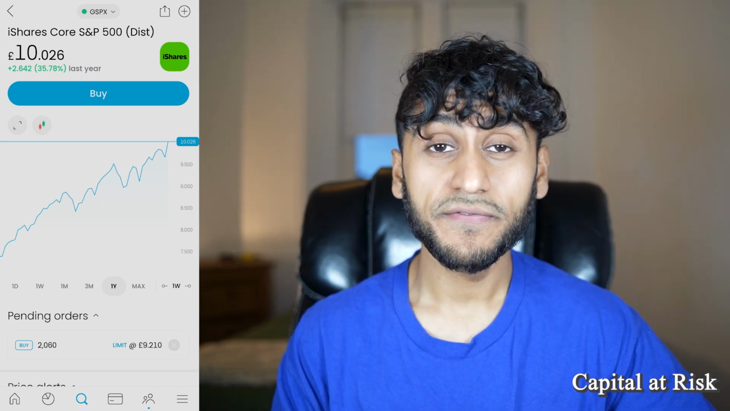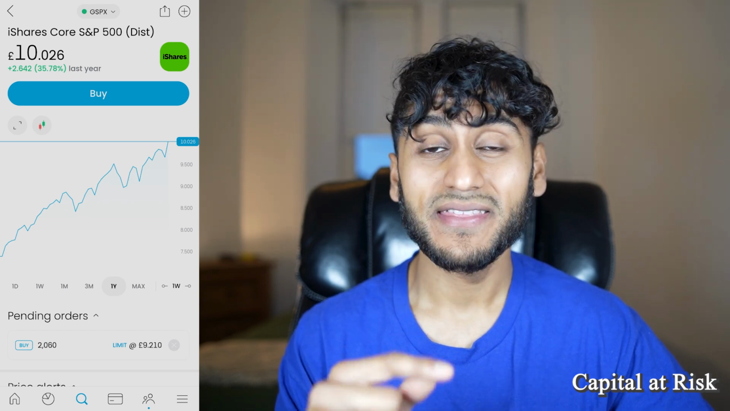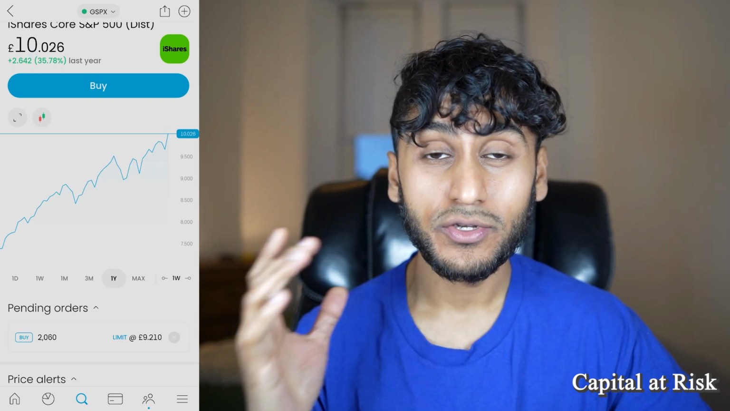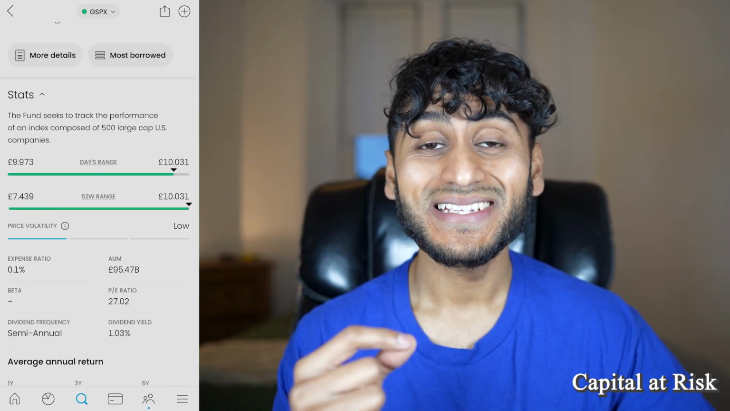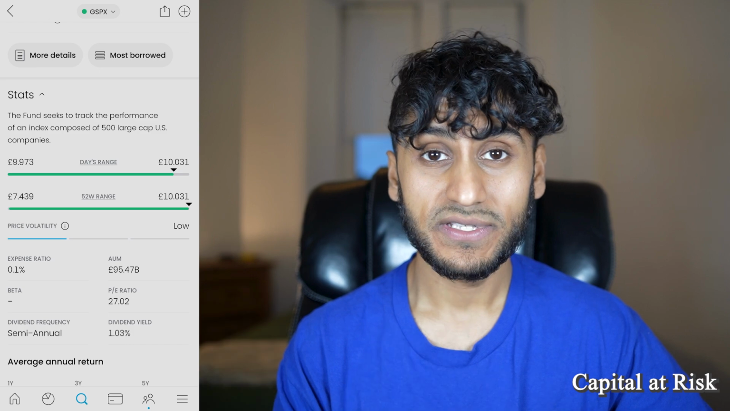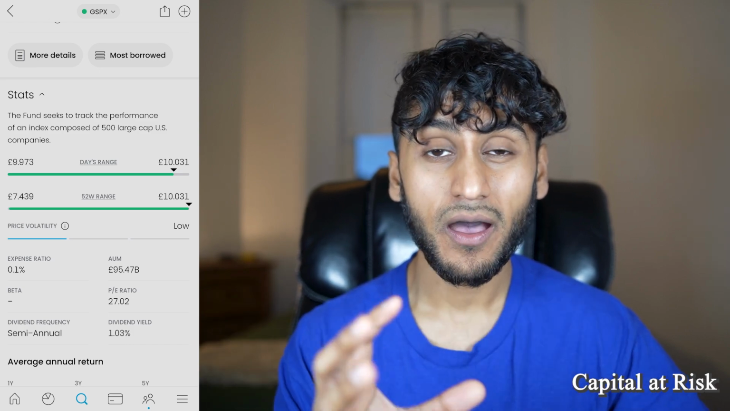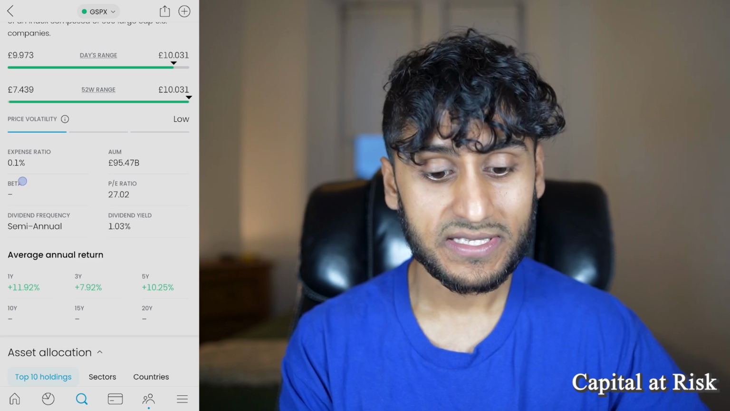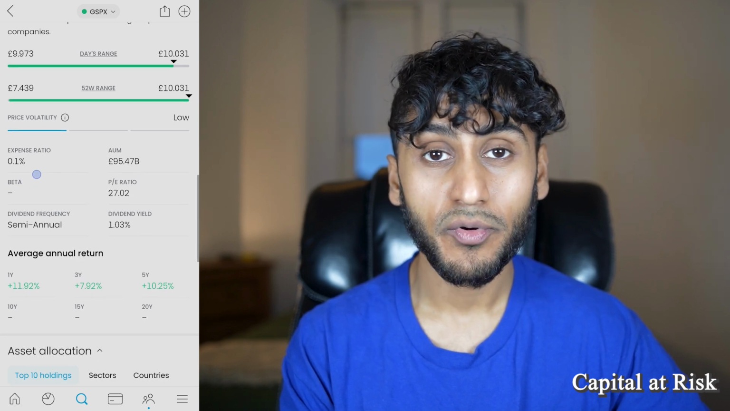And the reason for the difference in this performance is the fact that this particular fund, again, it's denominated in pounds, so you're not paying dollars. This fund is actually hedged, so the currency differences between the pound and the dollar are minimized. As you can see, this comes with a cost. It is 30% more expensive, with an expense ratio of 0.1%.